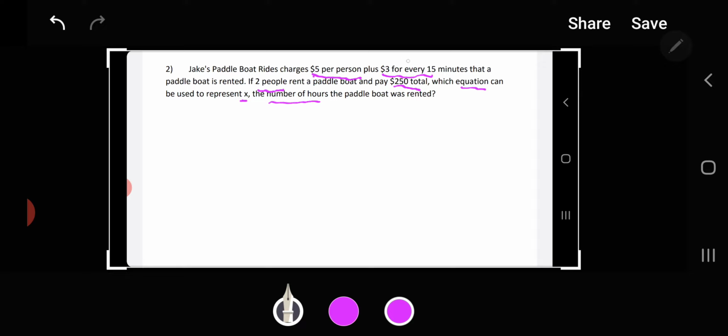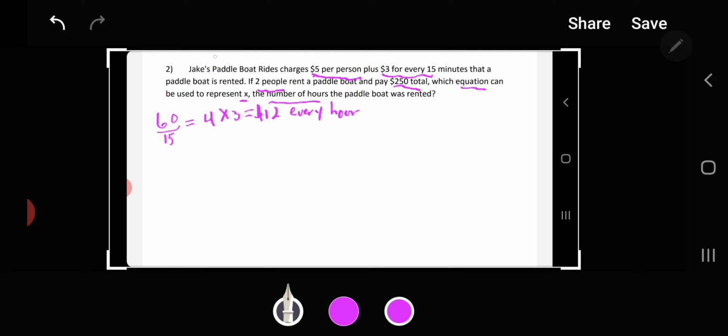Alright, so real quick, I'm going to find out how much it costs me per hour. Since it's $3 for every 15 minutes, and there's a total of 60 minutes in an hour, I'm going to divide by 15 to see that we've got 4 sets of 15 minutes: 15 plus 15 is 30, plus 15 is 45, plus 15 is 60. It's $3 for every 15 minutes, so 4 times 3 equals 12. So it's going to cost me $12 for every hour. I'm trying to find that because X is representing the number of hours.